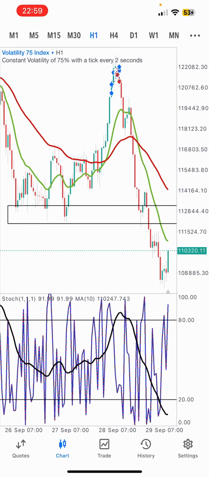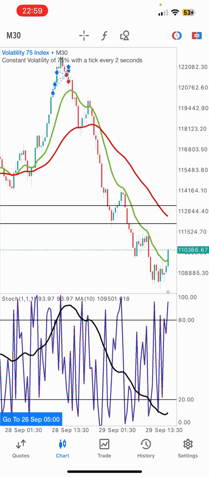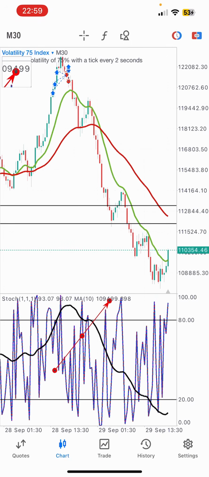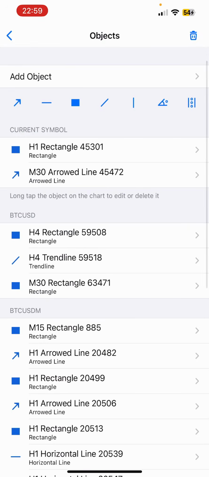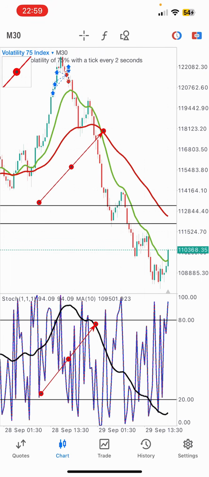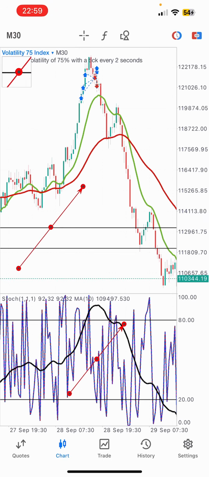So after doing all this top down analysis, you come to the 30 minutes and you can see the crossover. The crossover happens. So now you want to wait until the price reaches here. That's the time you want to enter. The first confirmation is that we have the crossover from here. We have the crossover from here.